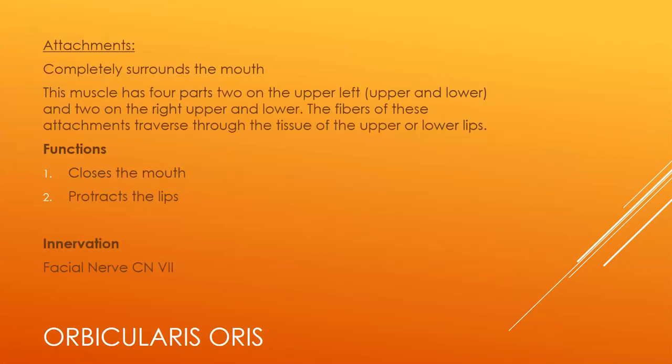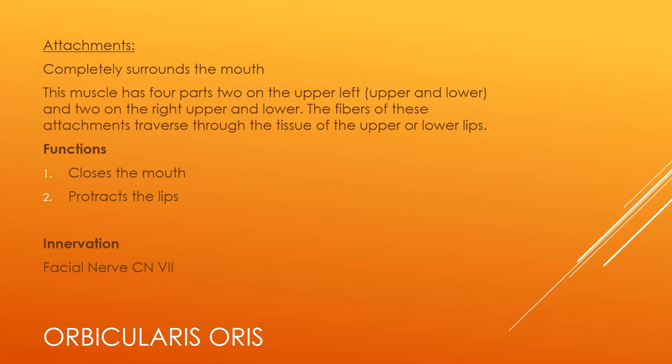The next muscle, we had orbicularis oculi, which was a circular muscle that went around the eye. This is orbicularis oris, which is a muscle that encircles the mouth. So we say that it completely surrounds the mouth. It has 4 parts, 2 on the left, upper and lower, and 2 on the right, upper and lower. These fibers basically transverse through the tissue of the upper and lower lips.